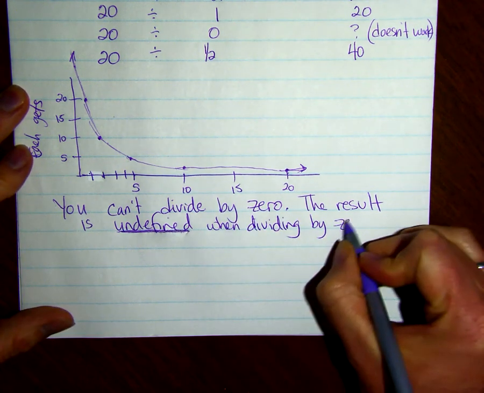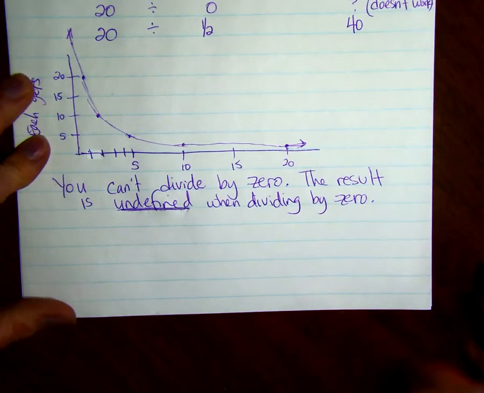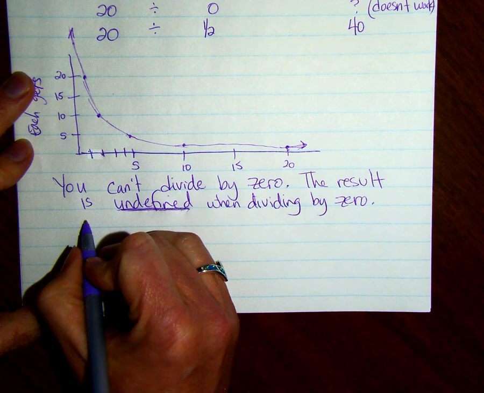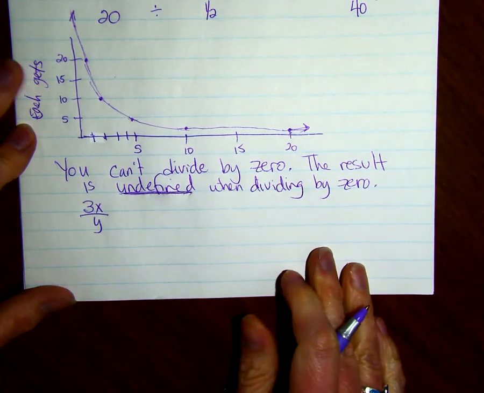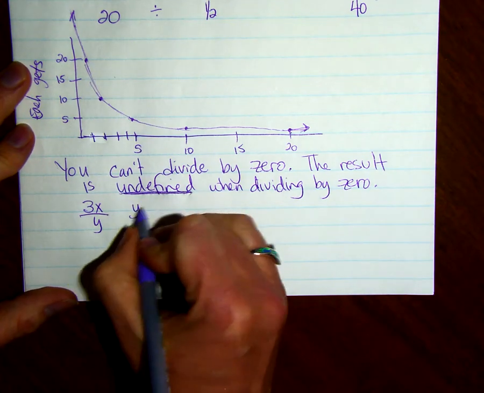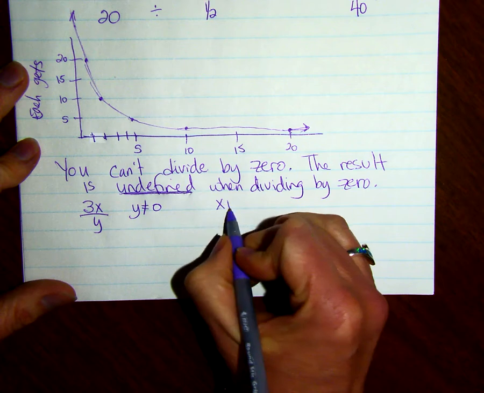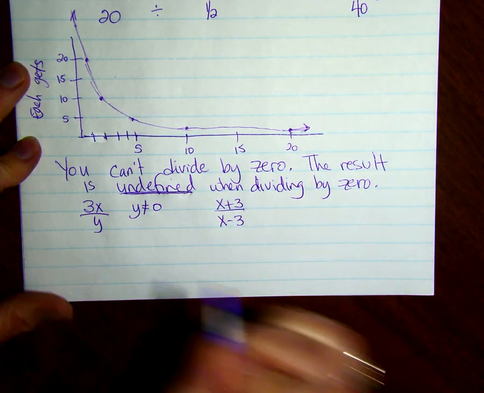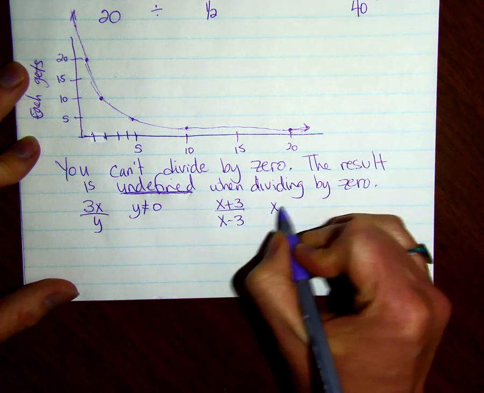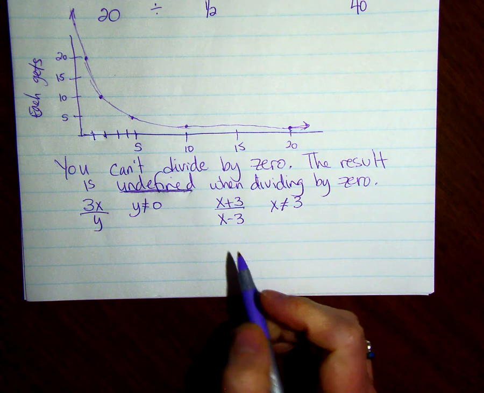If you try to divide by 0 on your calculator, you're going to get an error message because it's not possible. So if I had 3x divided by y, we know right away that y cannot equal 0. If we had x plus 3 divided by x minus 3, we know right away that x cannot equal 3, because if it did, 3 minus 3 is 0, and you'd be trying to divide by 0.